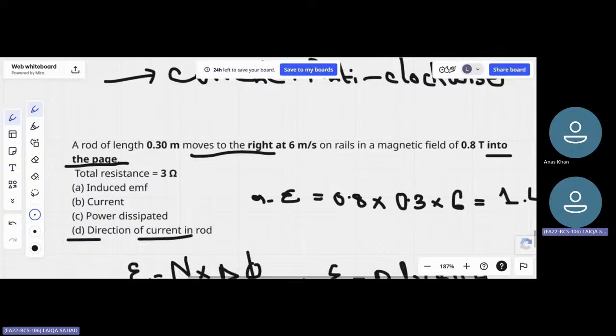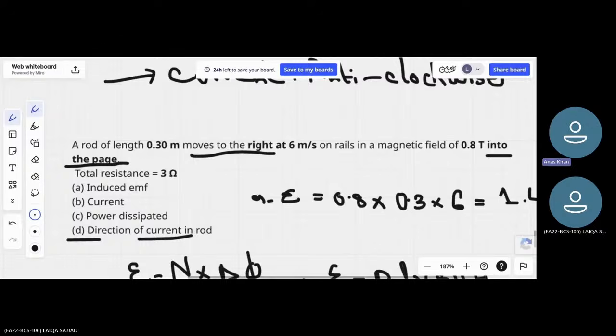Then you have to point your index finger into the page. Into the page means towards the screen, right? Yeah, because the field is into the page. So you have to point your index finger into the screen, towards the screen. Where would your second finger point? The second, okay, we're pointing that towards the screen.